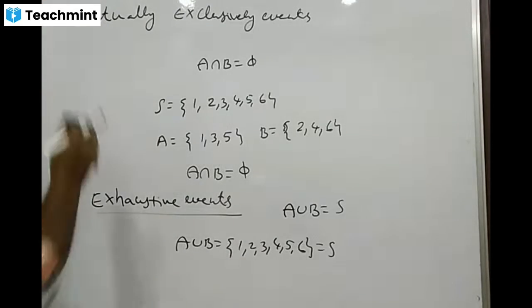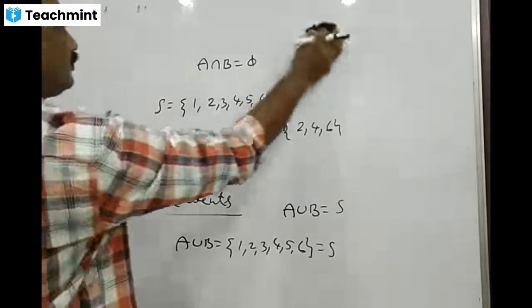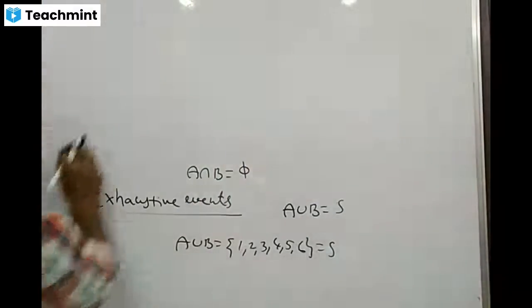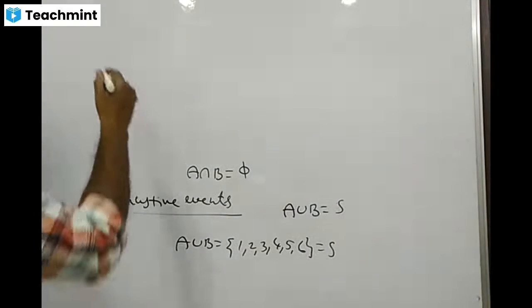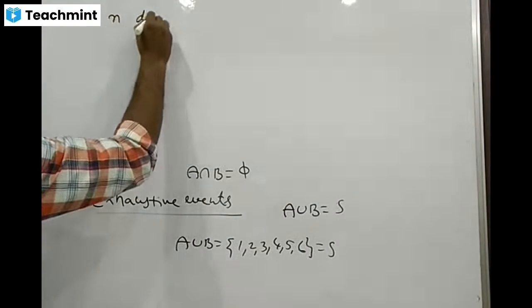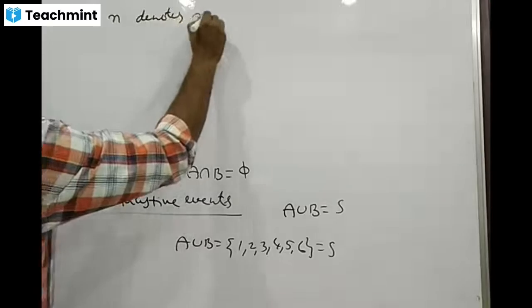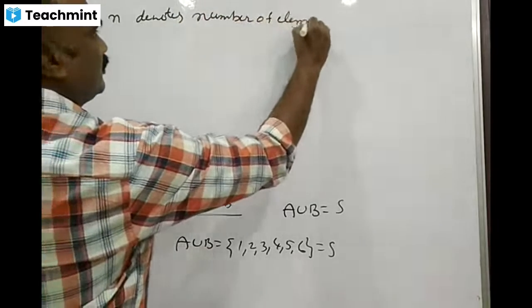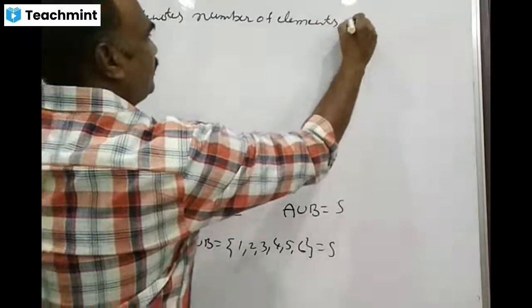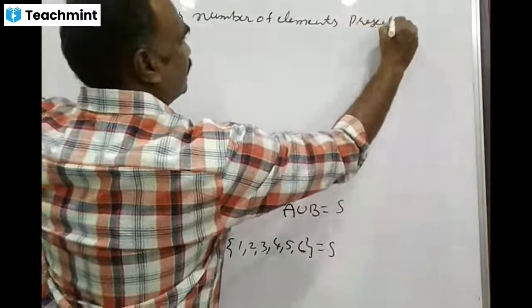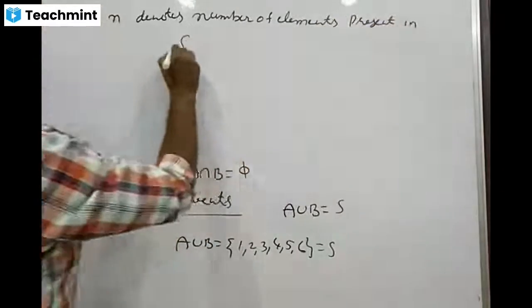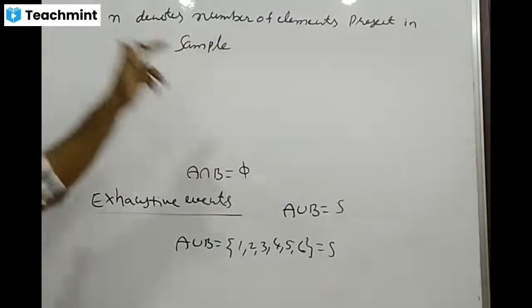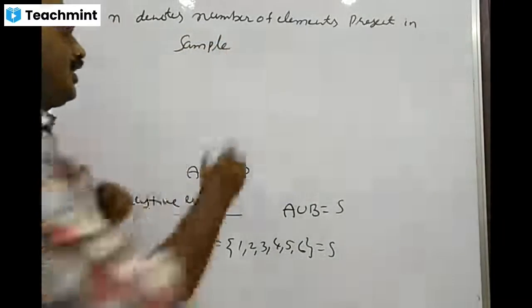Next, classical definition of probability. N denotes the number of elements present in the sample space.